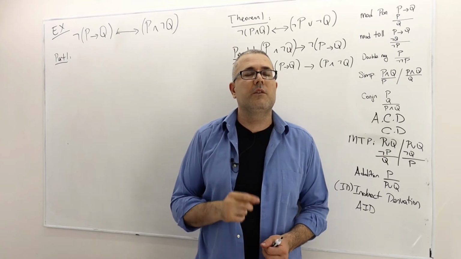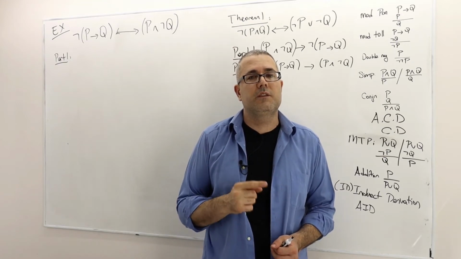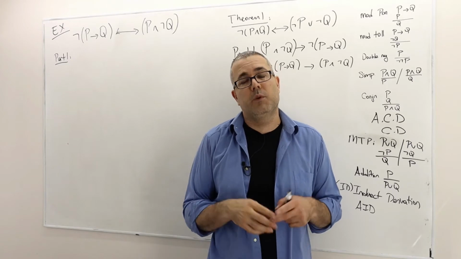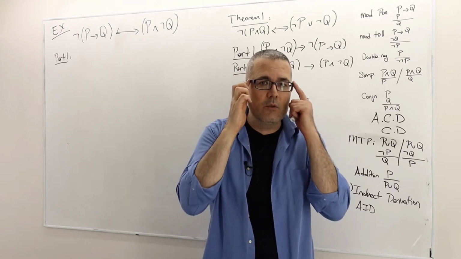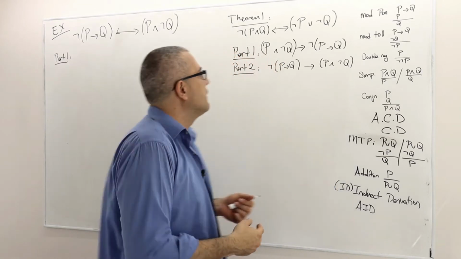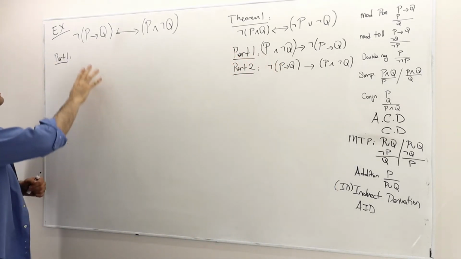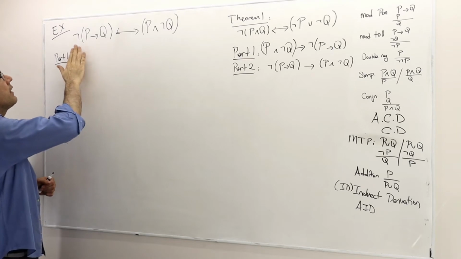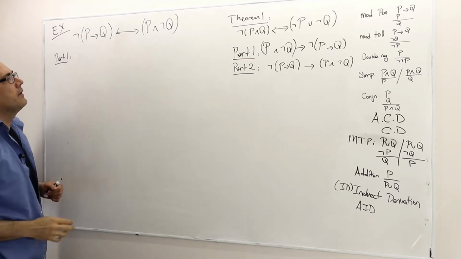All right, guys, so this is our last example in section 8. And with this example, we conclude section 8 and also our review for the logic part. And so here's the theorem. It's an if and only if theorem. Not P implies Q, if and only if P and not Q.